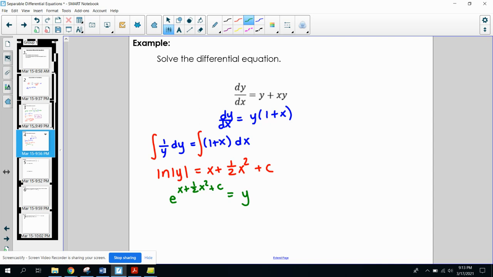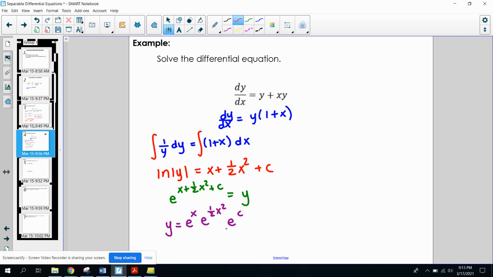So this looks kind of ugly. I could leave this, I guess, as an answer, but let's simplify it a little bit. When we have exponents that are being added together, that means if I have the same base and I'm multiplying, that's how the exponents get added together. So I'm going to break this up, and I'm going to put the y on this side because I like to do that. So e to the x times e to the 1 half x squared times e to the c. If I multiply these all together, that's the same thing as e to the x plus 1 half x squared plus c.